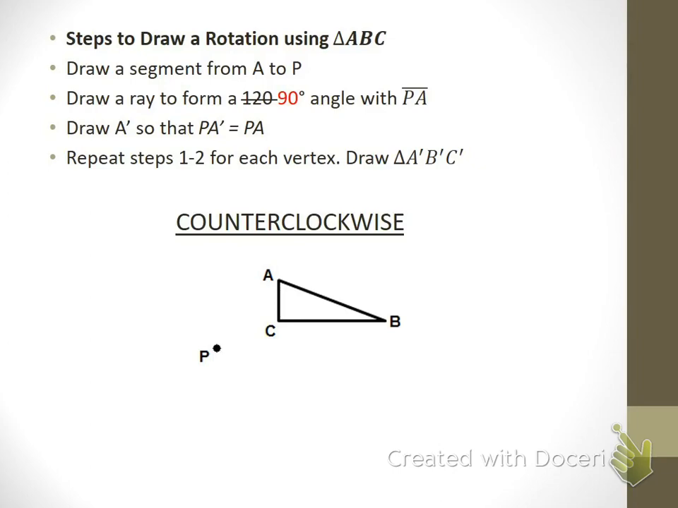Okay, so let's try counterclockwise again. I'm going to change this so that we are using a 90-degree angle since we have to eyeball it a little bit here. So we'll start with point A. Again, this initial segment, PA. And we make a 90-degree angle from that, placing a point A prime so that those have the same measure.